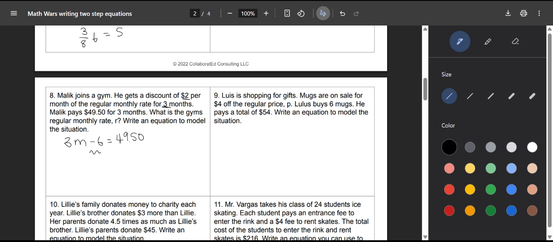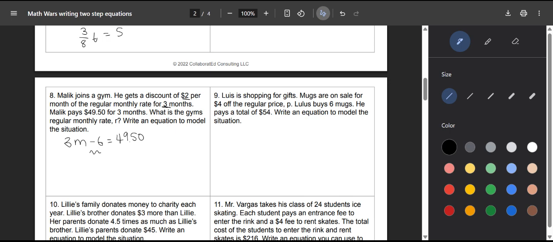All right, number 9. This one is an I do problem. Luis is shopping for gifts. Mugs are on sale for $4 off the regular price, P. Luis buys 6 mugs. That's supposed to say Luis, sorry. He pays a total of $54. Write an equation to model the situation.